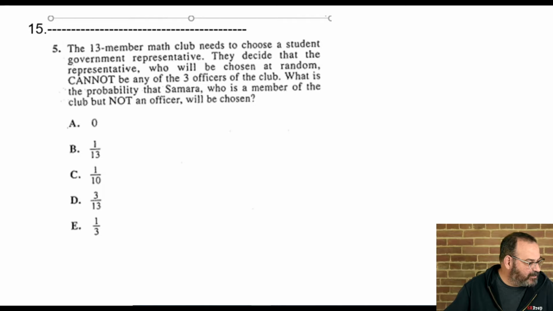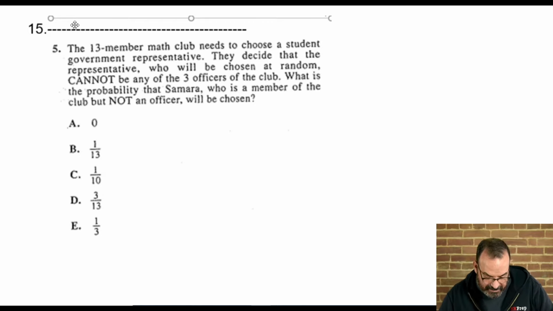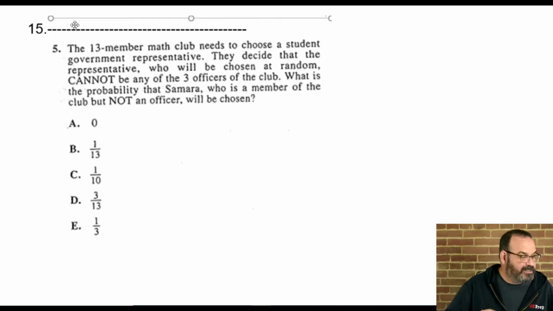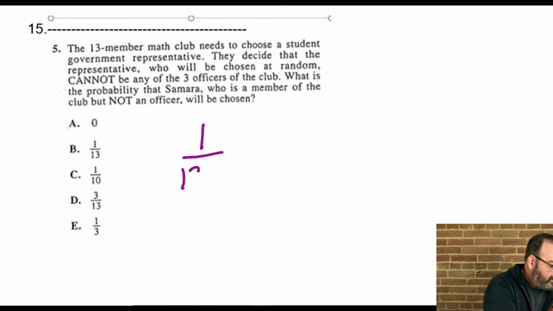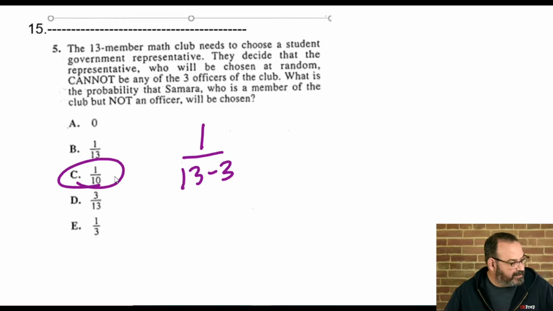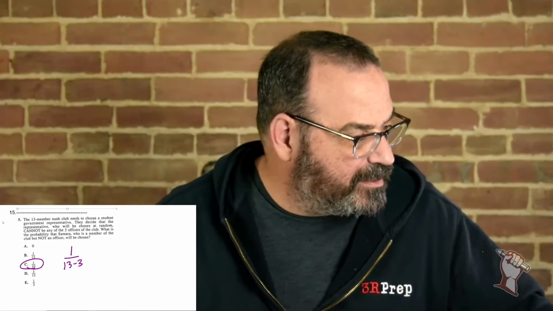Let's go back to the last one. So this is 13 members and there's 3 officers. Was the last one 16 members? Let's see. Yeah, it was 16 members. So this is just replacing different numbers. So there is going to be 1 out of 13 minus 3, which is 1 out of 10, C. And there we have it, answer choice C.